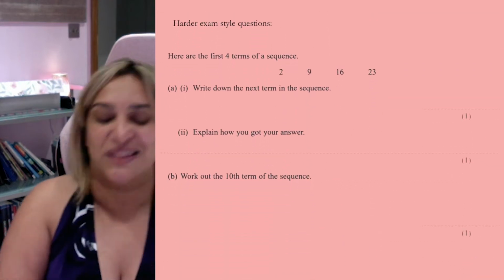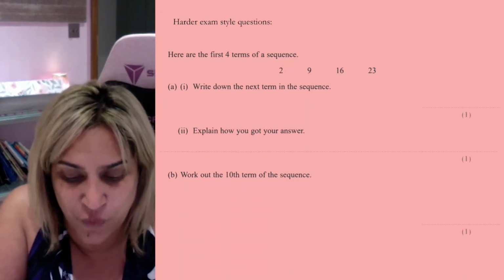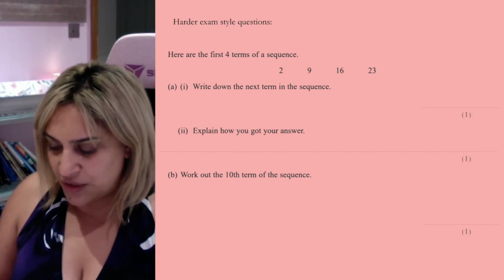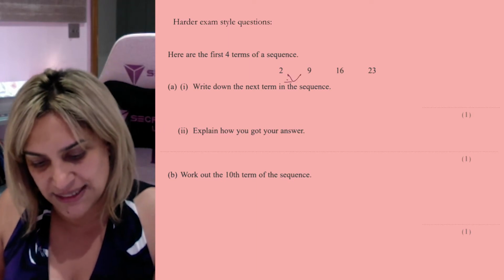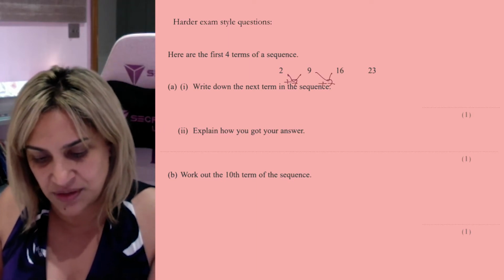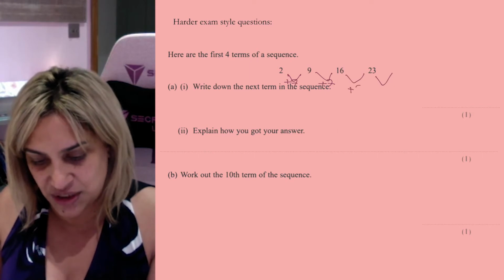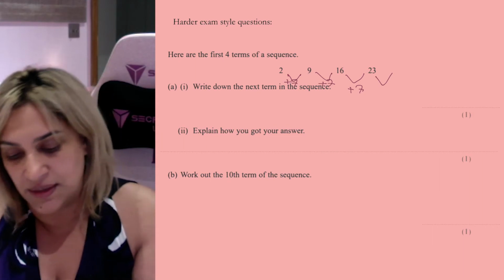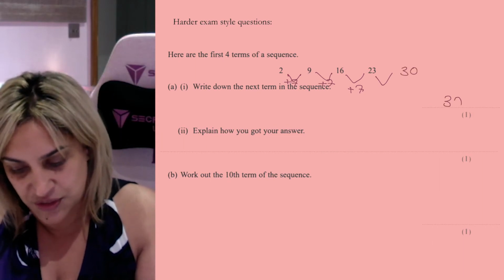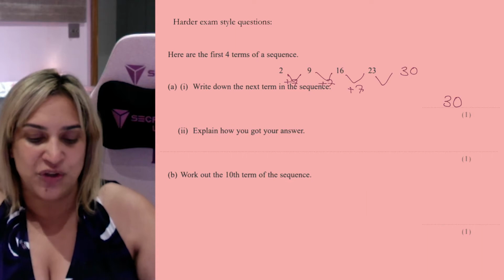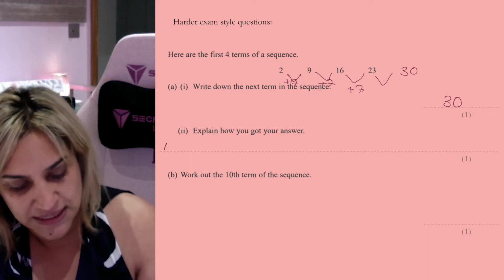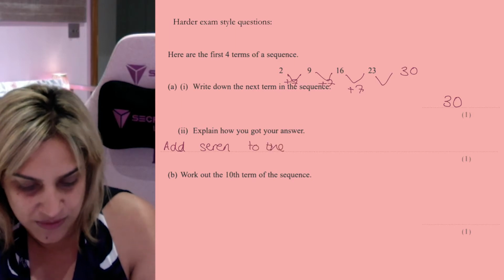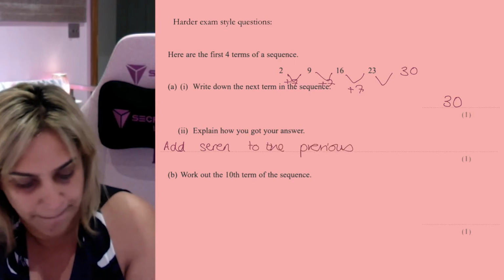Okay, so now let's look at the exam questions. Here are 4 terms of a sequence. What's the next one? So we're going to go, okay, what's the pattern? We're adding 7, we're adding 7, so we're adding 7 each time. So you're going to do 23 plus 7, 7 plus 3 is 10, so it's going to give us 30. Explain how you got your answer. So you're going to say add 7 to the previous term.